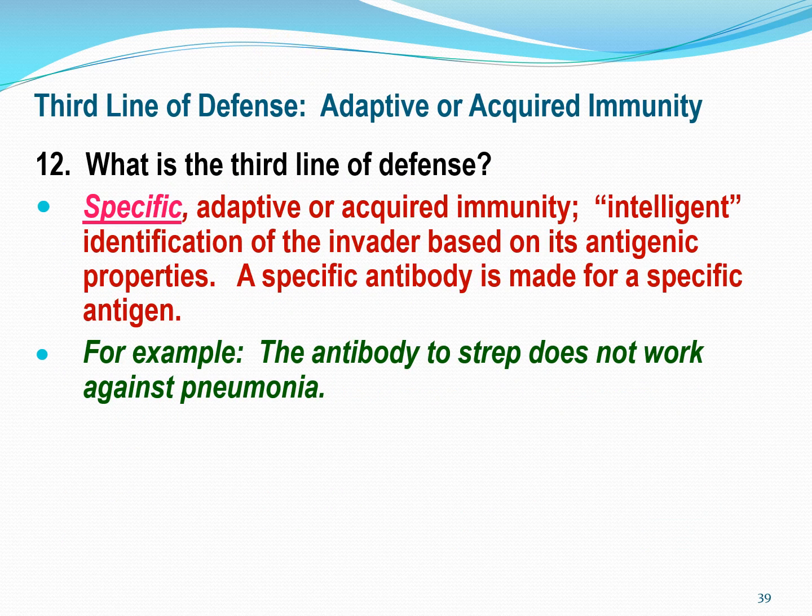Okay, now we're going to talk about that third line of defense, okay? Adaptive and/or acquired immunity. So let's talk about it. What is it, okay? Specific, adaptive, or acquired immunity. It's intelligent identification of the invader based on its antigenic properties. A specific antibody is made for a specific antigen. An example of that would be the antibody to strep does not work against pneumonia.